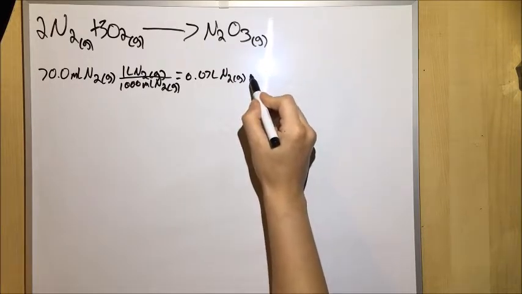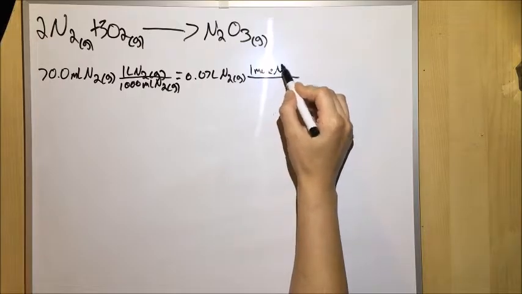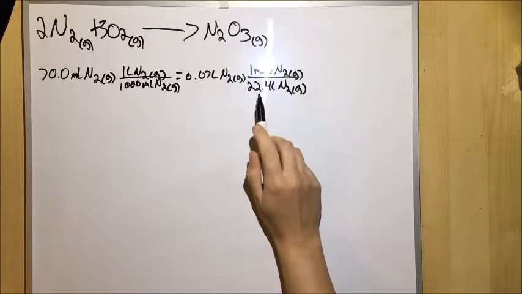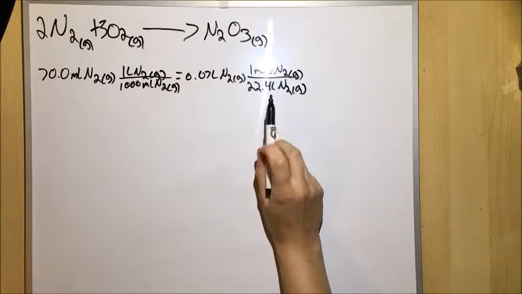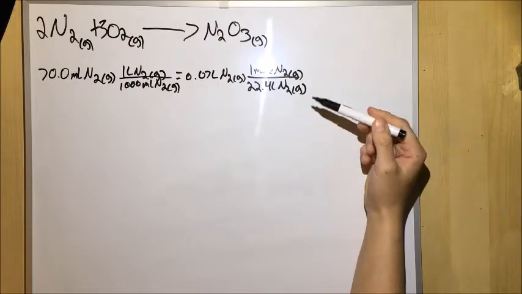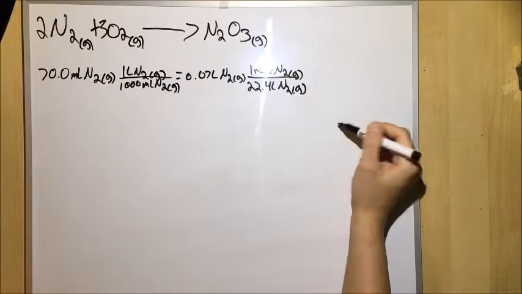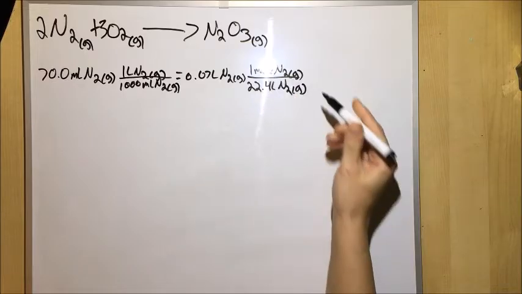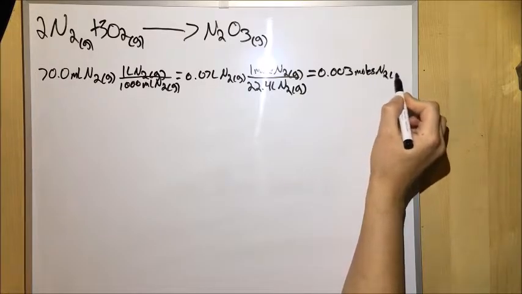Now we want to convert liters to moles. So again, we're going to choose the right unit conversion factor. I'm going to choose 1 mole of nitrogen gas over 22.4 liters of nitrogen gas. 22.4 liters is a known number, something you have to memorize. It is the molar volume for gases at standard temperature and pressure, so we're going to assume that these gases are at standard temperature and pressure. So 1 mole over 22.4 liters. Our liters are going to cancel out and we're going to be left with moles. That is 0.003 moles of nitrogen gas.